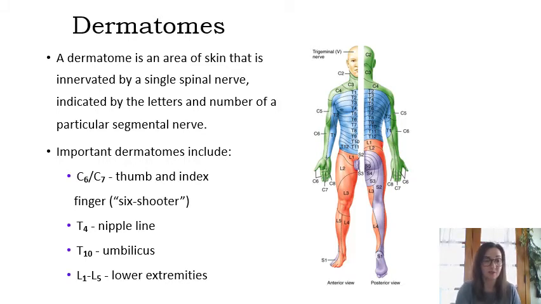T4 seems to be right around the nipple line. T10 seems to innervate the umbilicus, which is your belly button. And then the lumbar nerves are the ones that are mostly responsible for innervating your lower half.